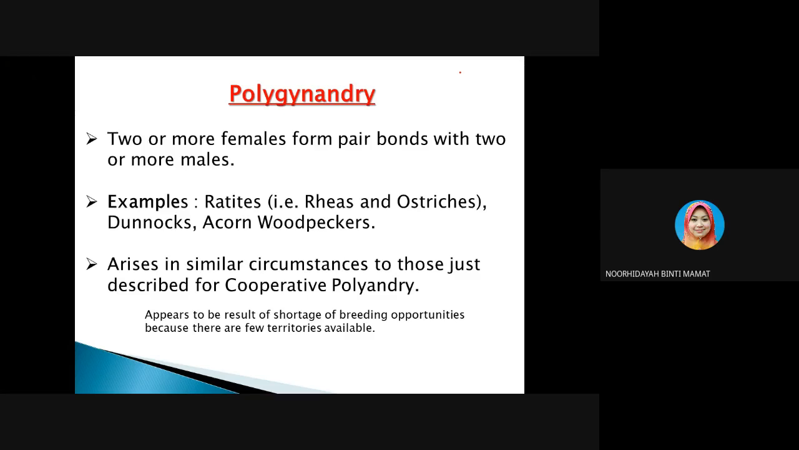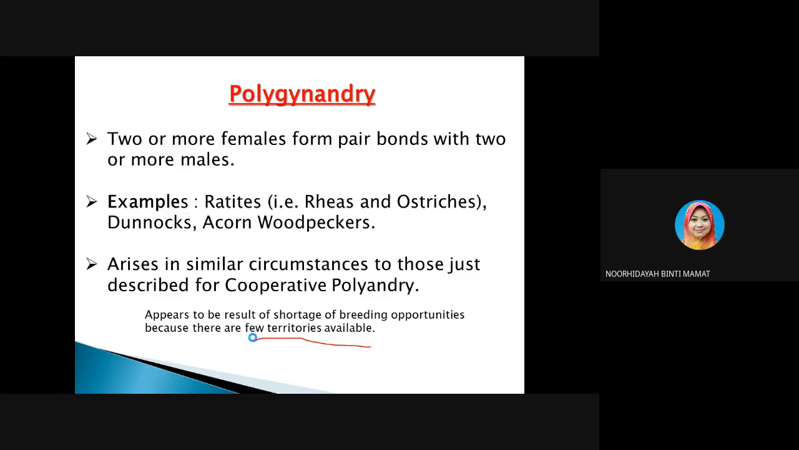For example, in the dunnock birds and also acorn woodpecker birds. This type of mating system arises in similar circumstances to those just described for cooperative polyandry, right? So cooperative polyandry appears to be the result of a shortage of breeding opportunities, because there are few territories available. The same goes for polygynandry. It also appears to be the result of a shortage of breeding opportunities and a lack of available territories.